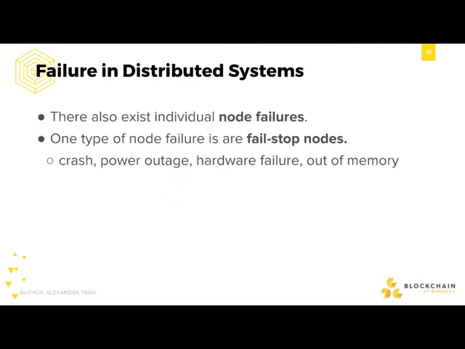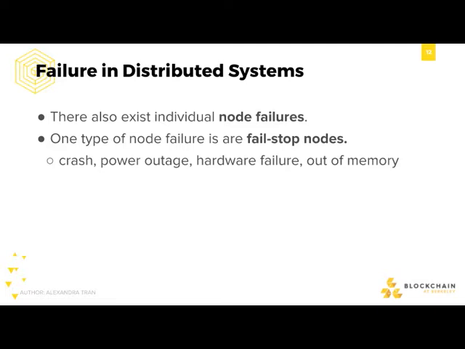Okay, so back to different types of failures in distributed systems. So we just talked about the general type of network failure, which is a network partition. And there also exist individual node failures that affect the system in some way. One type of node failure is fail-stop nodes. Fail-stop nodes will just do as it says. They fail and they stop. So it could be a crash, a power outage, a hardware failure, or you ran out of memory or something.